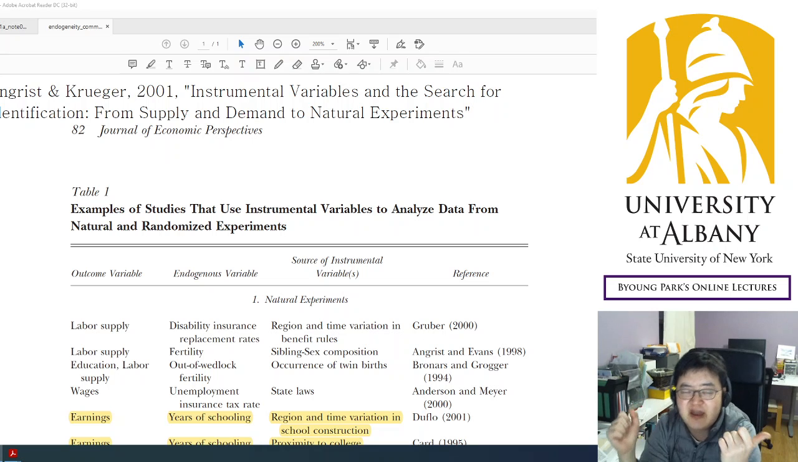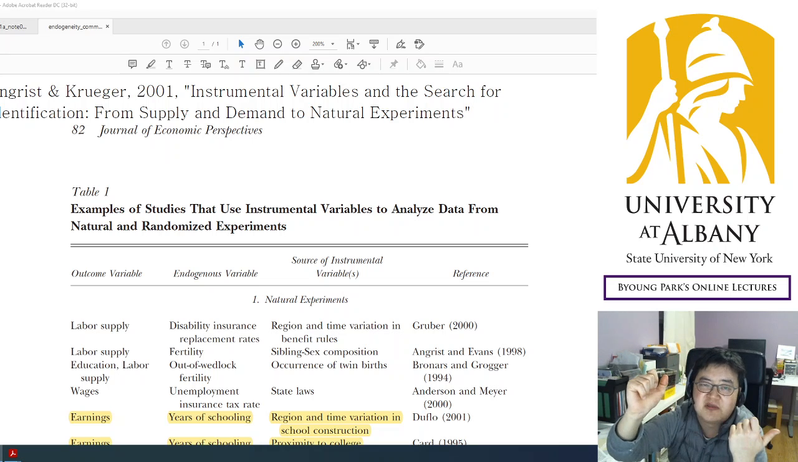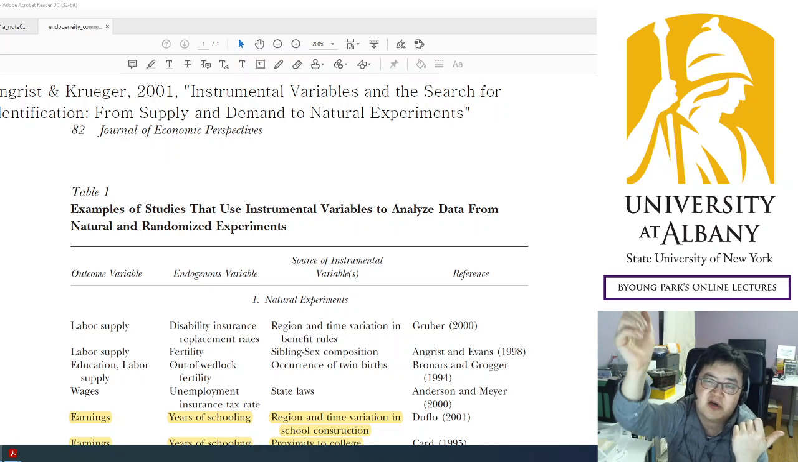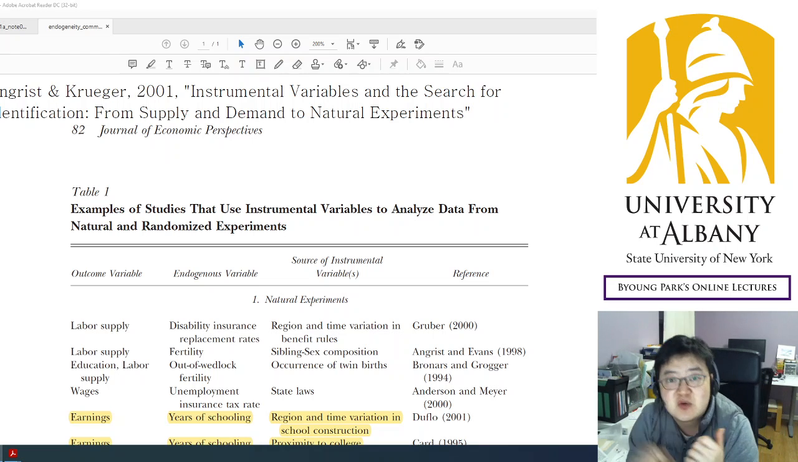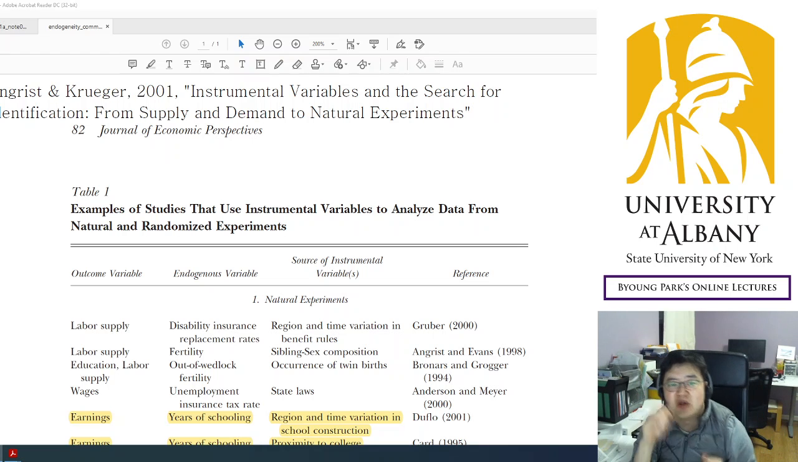but that does not affect the unobserved characteristics, nor the wage. So that was quarter of birth. We assume that quarter of birth has nothing to do with the baby's intelligence. Either it has no effect on the wage.